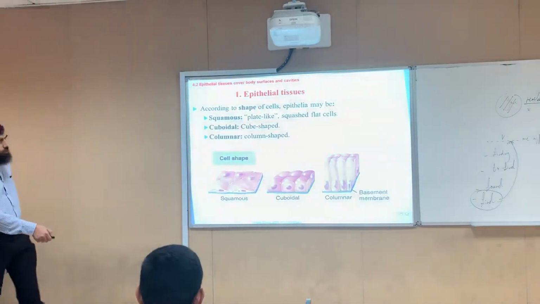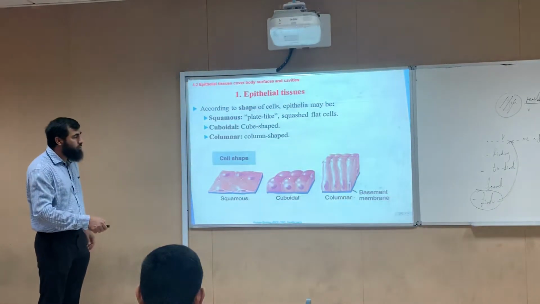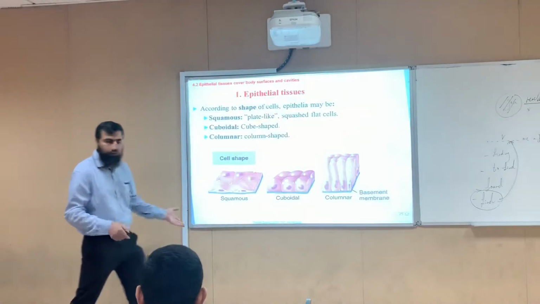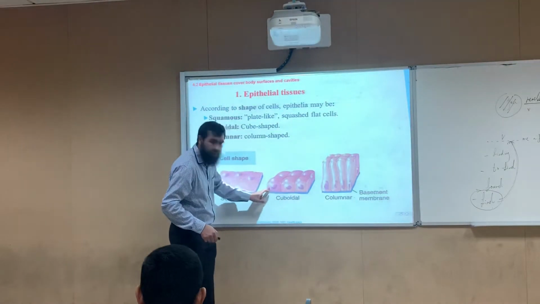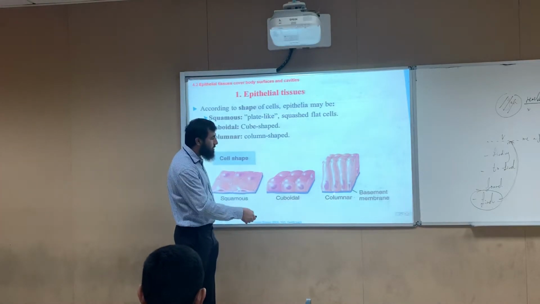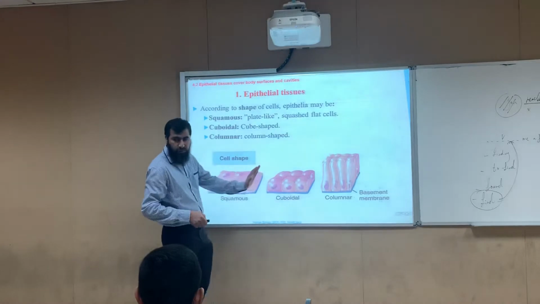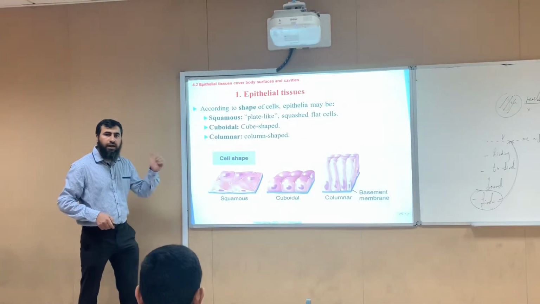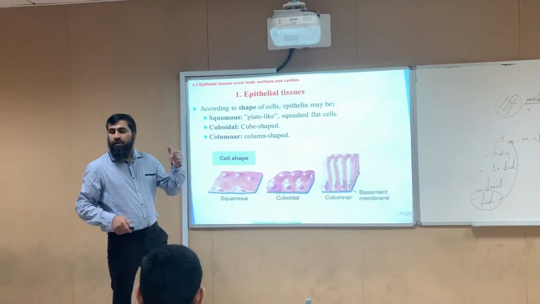Or we find cube-shaped cells. That's why they're cuboidal. They look like a cube, you know. Or we find them in long columns, so we call them columnar. So the three different types of shapes. Okay. So we name them based on the shape.